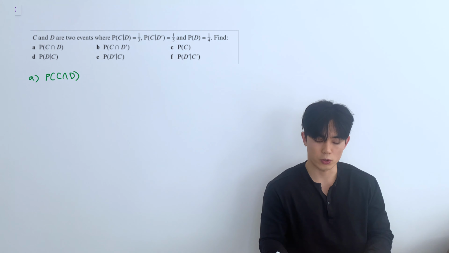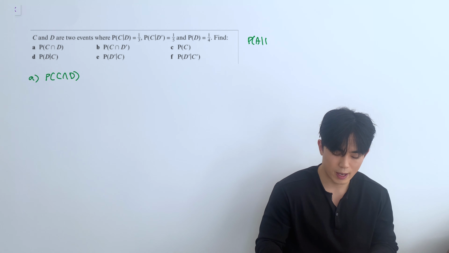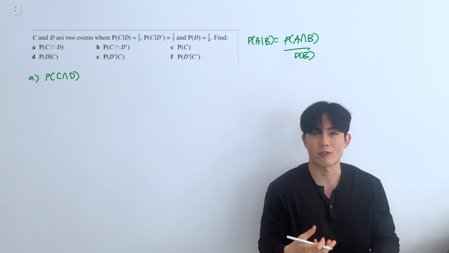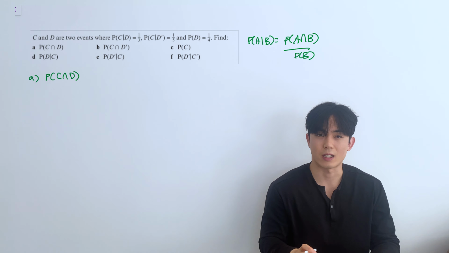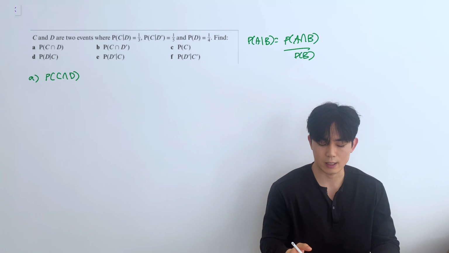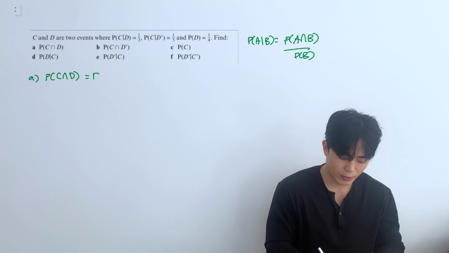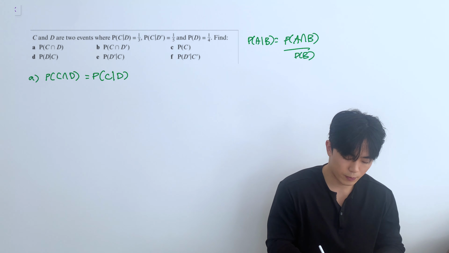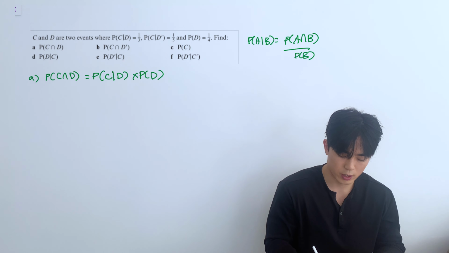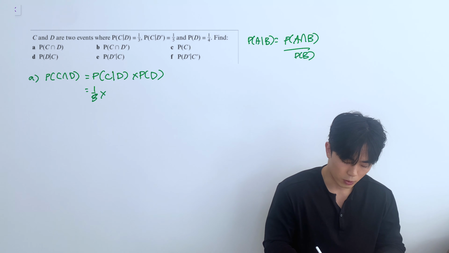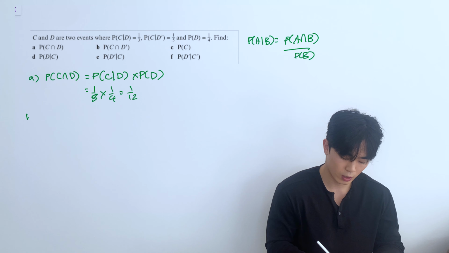So this one we can use the given equation, right? The probability of A given B was equal to the probability of A and B over the probability of B, like this. Now A and B can just represent any letter, so you can interchange them with any letter. So in this case, A is C, B is D. If I rearrange this, the probability of C and D would be the probability of C given D multiplied by the probability of D, like this. C given D is a third, multiplied by D is 1/4, so it's going to be 1 over 12.